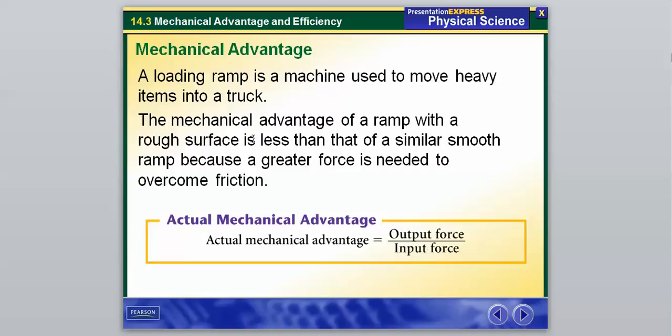And then the example they give is a loading ramp, and the mechanical advantage of a ramp with a rough surface is going to be less than that of a similar smooth ramp because a greater force is needed to overcome friction. So you're going to have to put more into it, but you're getting the same amount out of it if you have a rough ramp. So that's going to lower your mechanical advantage because you're going to have a greater input force to overcome the friction. So we will do some calculations with this in class. I don't think they give us any sample problems with that.